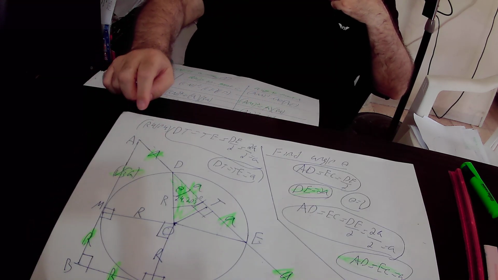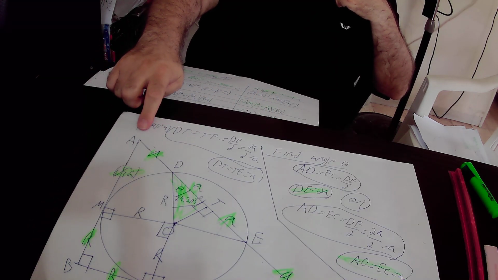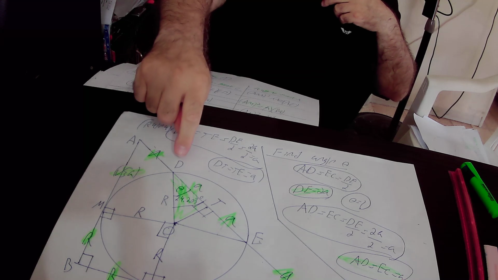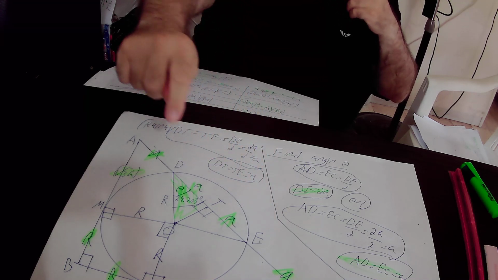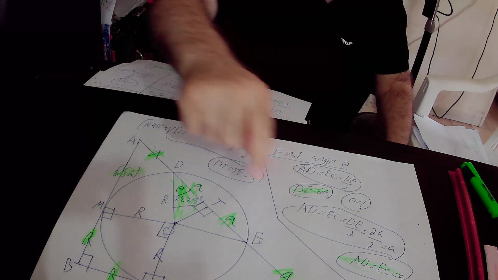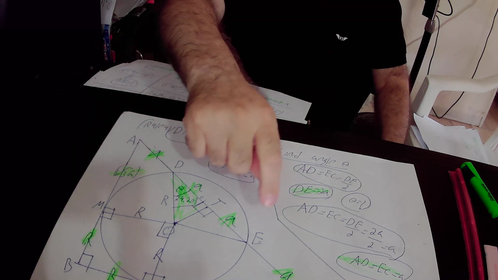Likewise, we focus on the external point A. From the external point A, we have tangent AM, and we have this straight line that intersects the circle at points D and E. Therefore, according to rule number 10, we get that AM square equals AD times AE. Again, AM square equals AD times AE.